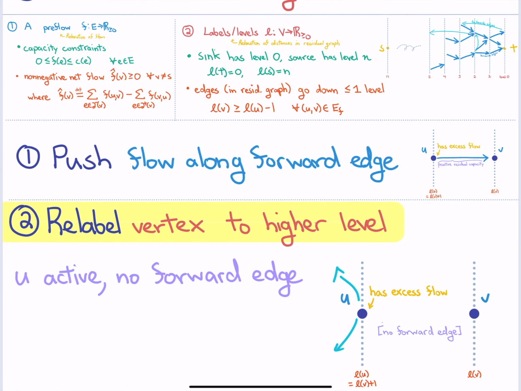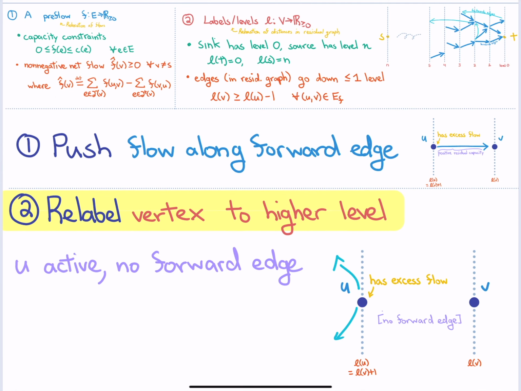The second operation is if I'm not able to push any flow along any forward edge because there is no forward edge left in the residual graph, then I'm allowed to relabel the vertex up to one higher level. If I have a vertex that's active but there's no forward edges, then I'm able to relabel it, and I don't have to worry about this. The only rule is that forward edges can only go forward by one level. But if there's no forward edge right now, there's no risk of turning one level into two.